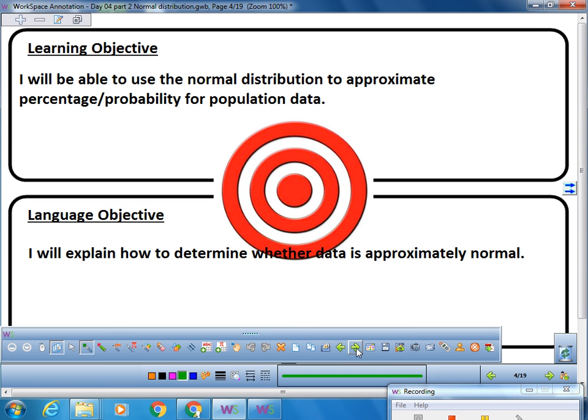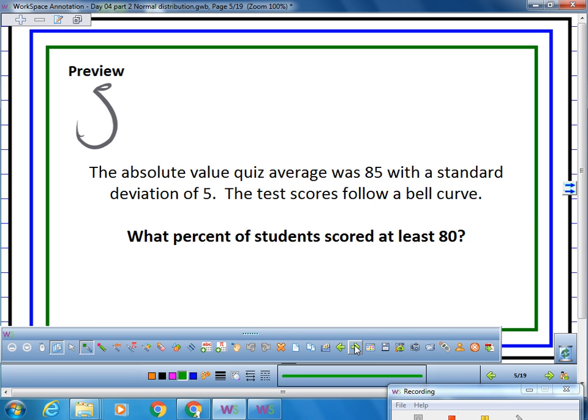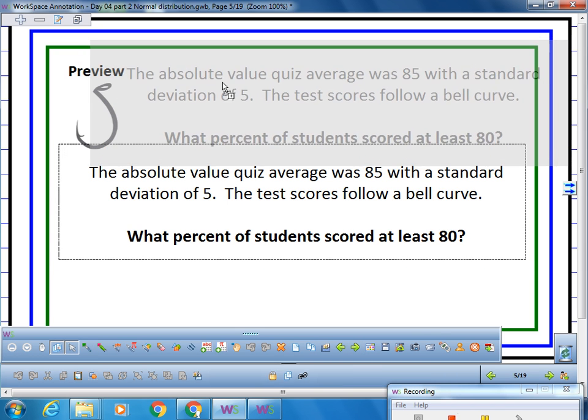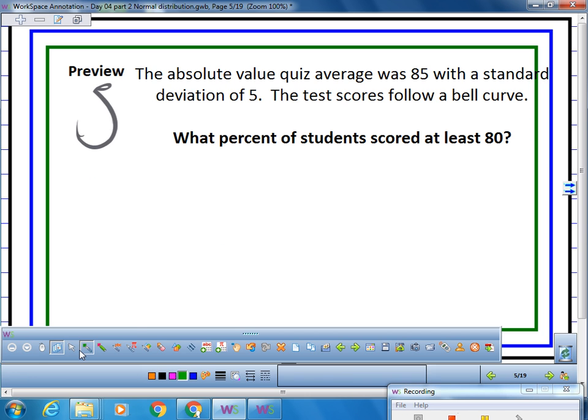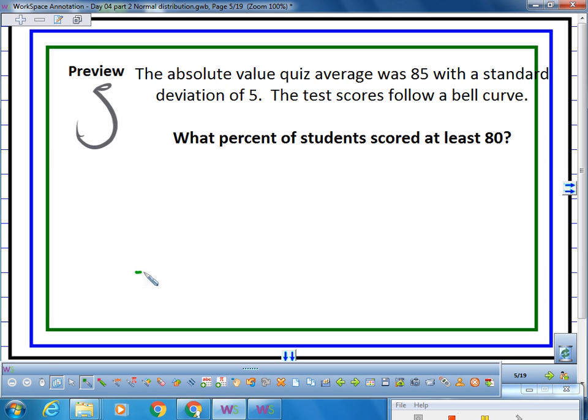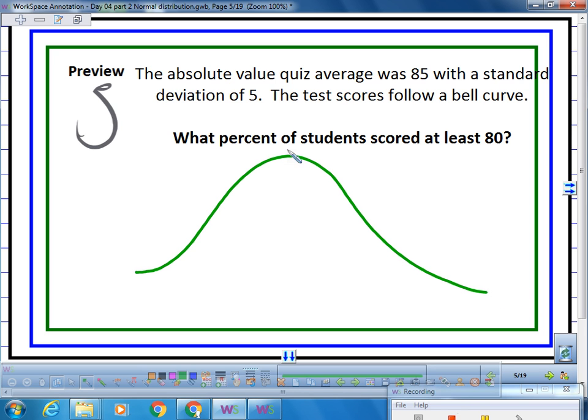Alright, so you're going to be able to use normal distribution to approximate percentage and probability. Okay, so the absolute value quiz has an average of 85 with a standard deviation of 5. The test scores follow a bell curve. What percent of students scored at least 80? Let's look at this. So a bell curve looks like this. And we said that the average is 85, which always goes in the middle. And a standard deviation is 5.